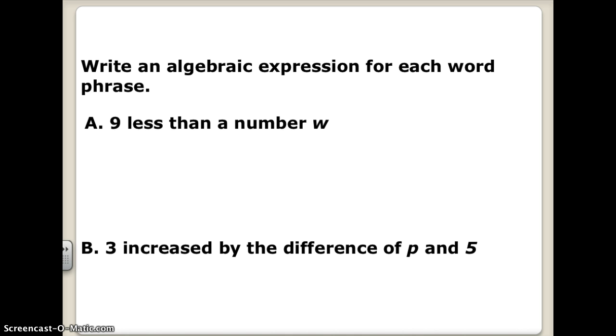Let's move on and write an algebraic expression for each word phrase. In lesson 1.1, we talked about algebraic expressions, that they have a variable and a number and one of the operations at minimum. So 9 less than a number w. Watch out, less than, that's that key term we circled. That means that we are taking 9 away from w. So we would be careful to put w in front and subtract 9.